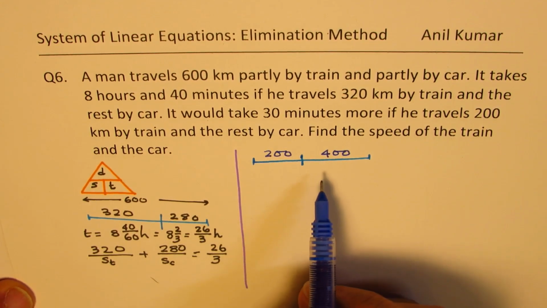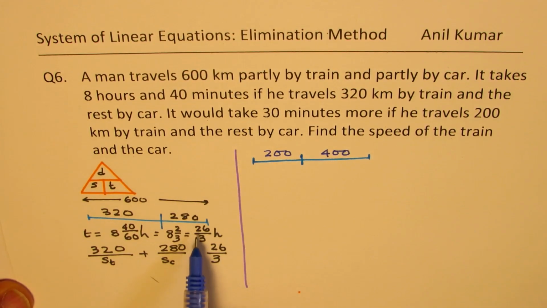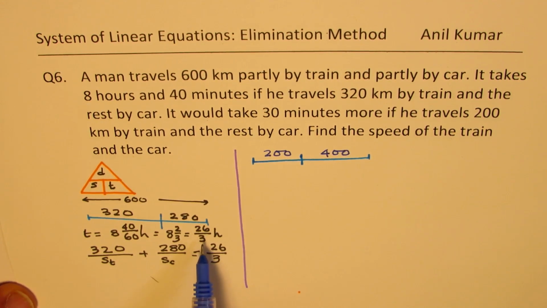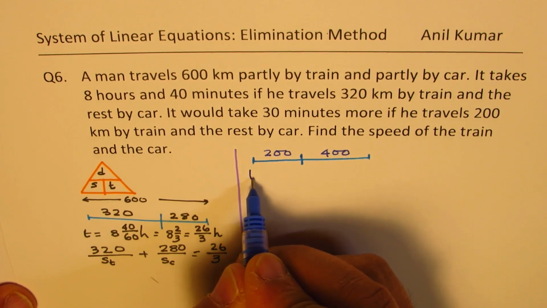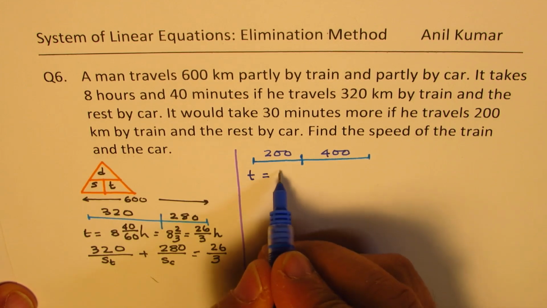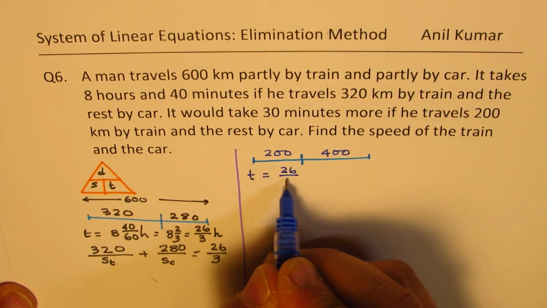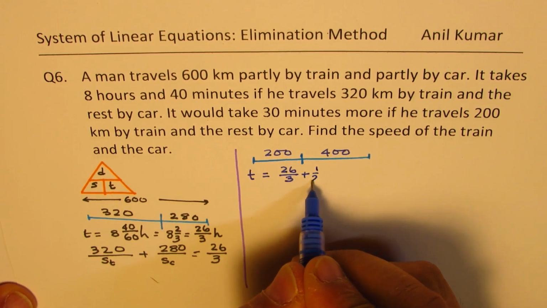Now, in this case, we need to find time. Time is 30 minutes more than 26 over 3 hours, right? 30 minutes means half more, correct? Okay, so in this case, let's find time. So this time is equal to 26 over 3, which was last time's time, plus half an hour. 30 minutes means half an hour. Is that clear to you?